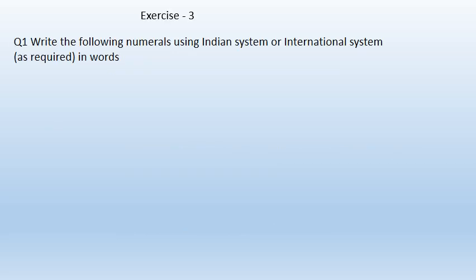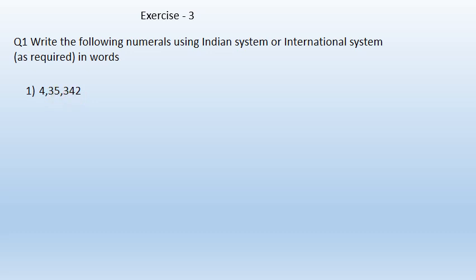Let's start exercise 3. Question number 1. Write the following numeral using Indian system or international system as required in words. Now see the first one. The first one is given. Here what do we have to observe, children? We have to observe the comma. If you see here, the last 3-digit number, then comma, then after that a 2-digit number, and the next is a one-digit number. As a 2-digit number is given, that means it is our Indian system. Now 342 is ones period, 35 is thousand period, and 4 is lakh period.